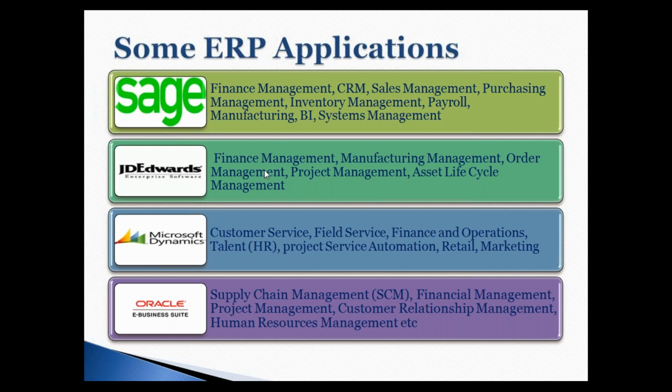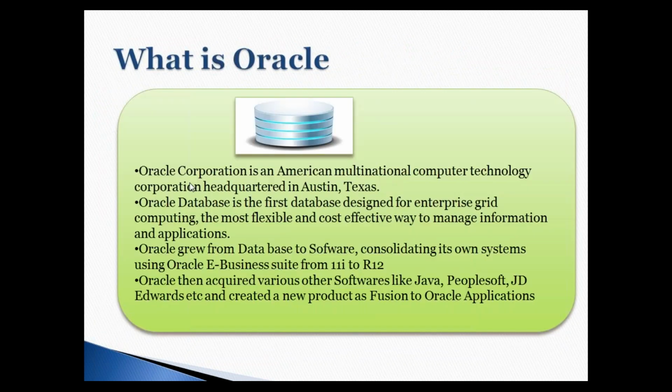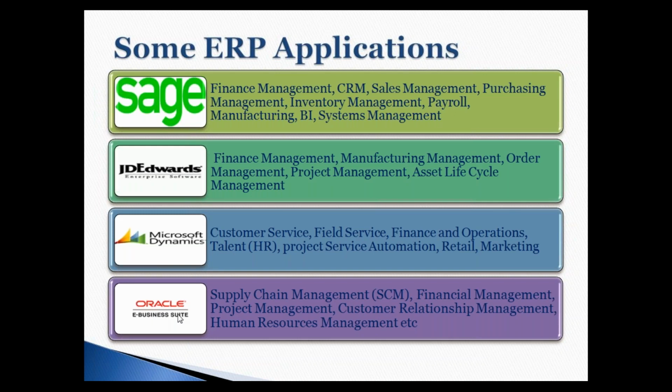JD Edwards also has several other modules, but they are famous for manufacturing. SAYS is a low-cost ERP. They are very good in finance, and of course they also provide other modules. Microsoft Dynamics, and then Oracle e-business suite. And apart from this, there are several other ERPs, like PeopleSoft, which is famous for HRMS, and Siebel, which is famous for customer relationship management. They are very strong in those areas, but they do provide several other modules also.